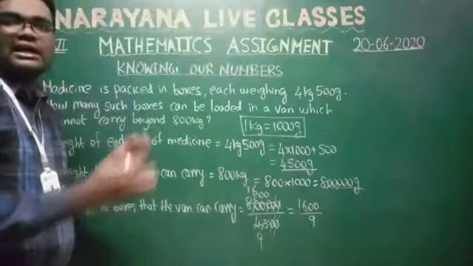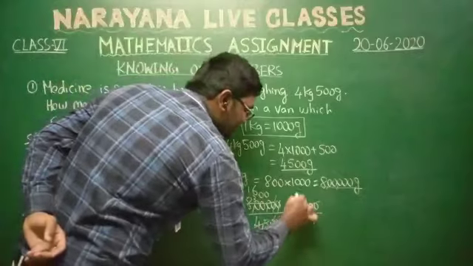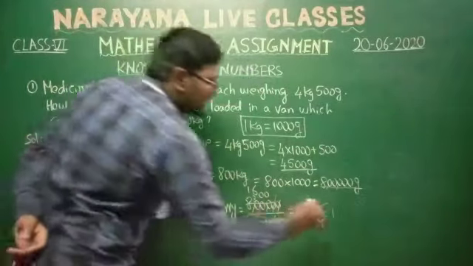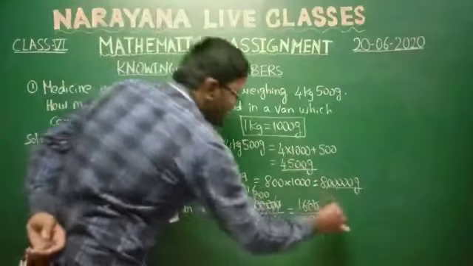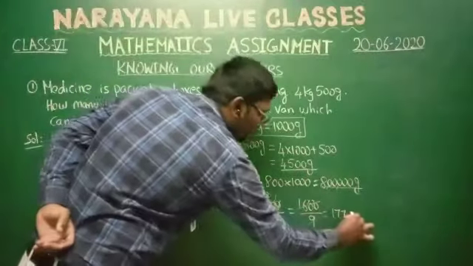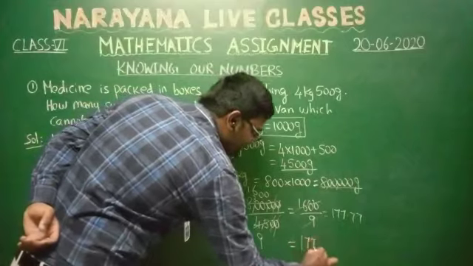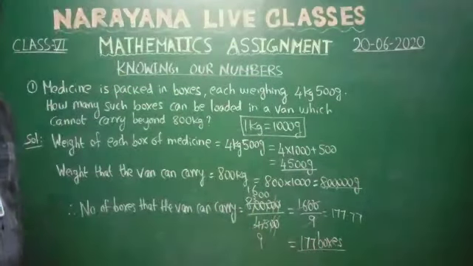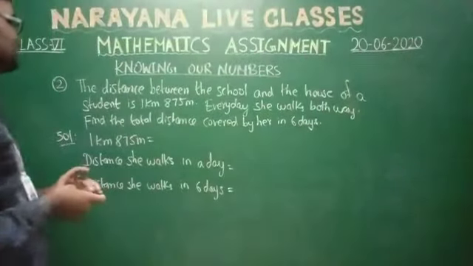Now do a normal division, and we should write only the quotient, no need for the remainder. 9 1s are 9, remainder is 7, it will become 70, 9 7s are 63, again the remainder becomes 7, it becomes 70, again 9 7s are 63. If we keep a decimal point it will become 70 and it will go on. So we can take the approximate value, only whole numbers: 177 boxes it can hold. So the van can hold 177 boxes. Now we'll discuss the second problem.